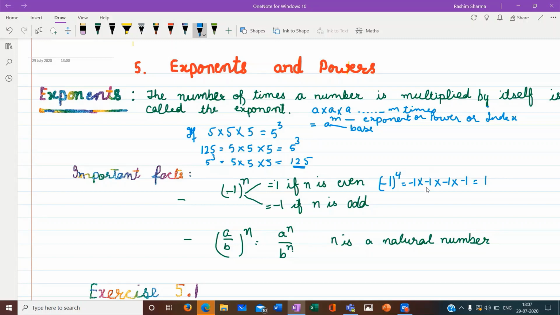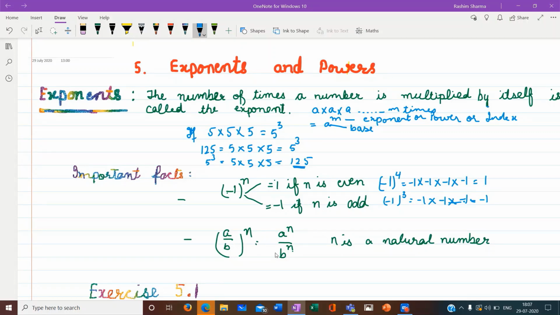Why? Because the negative sign is multiplied 4 times. In the same way, when minus 1 has an odd power, the result will be negative. So if I have minus 1 raised to power 3, it is to be multiplied 3 times. So it will be minus 1, because the minus sign is multiplied an odd number of times, that is 3.